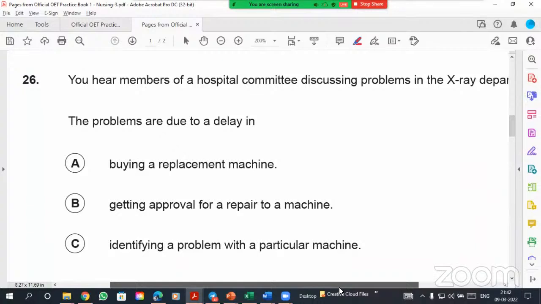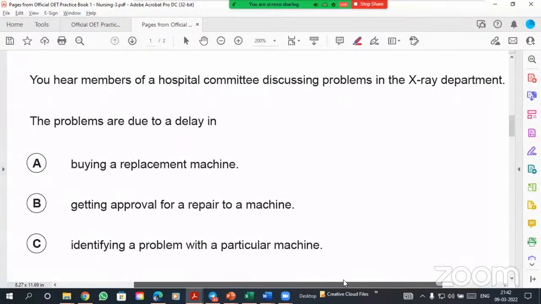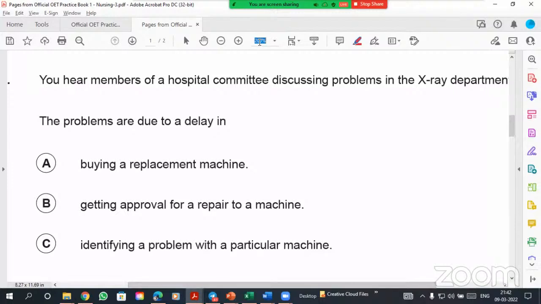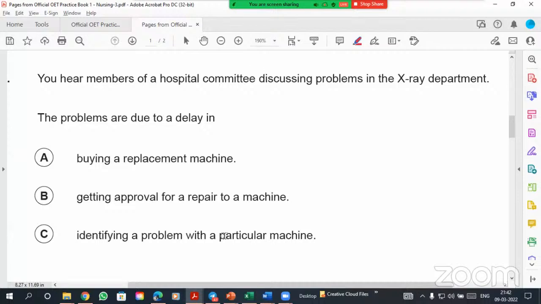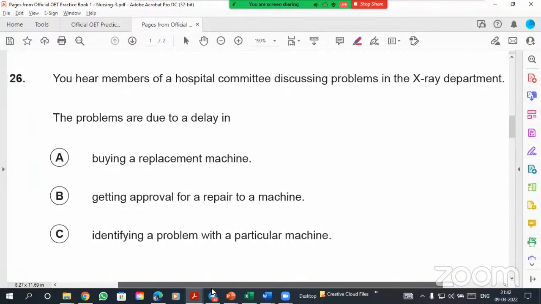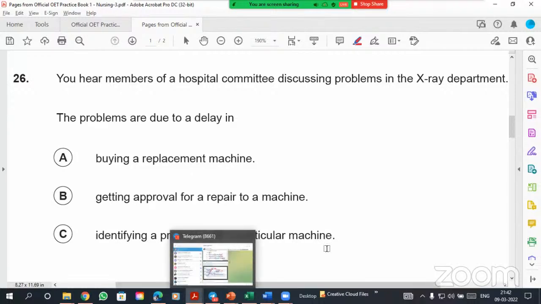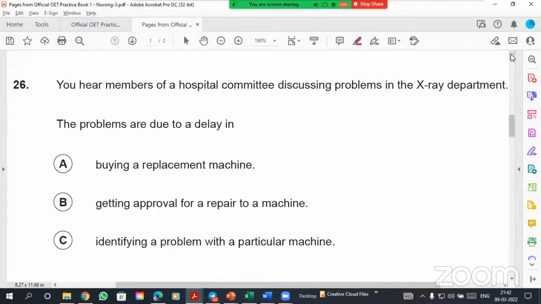You hear members of a hospital committee discussing problems in the X-ray department. So X-ray department, okay. So this is 200, so I'll make it 190. That will be enough, okay. Okay, that's fine. So, you hear members of a hospital committee discussing problems in the X-ray department. So let us see that. Now go through this question for a minute.